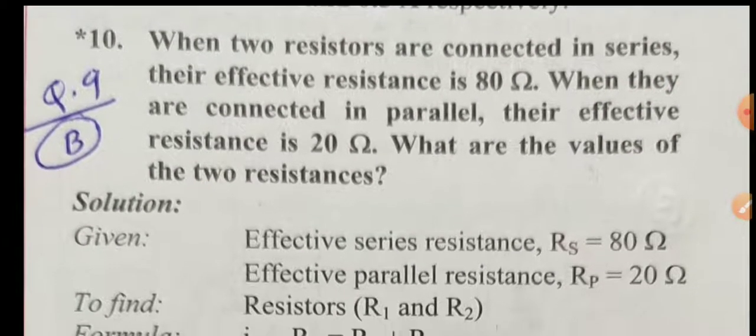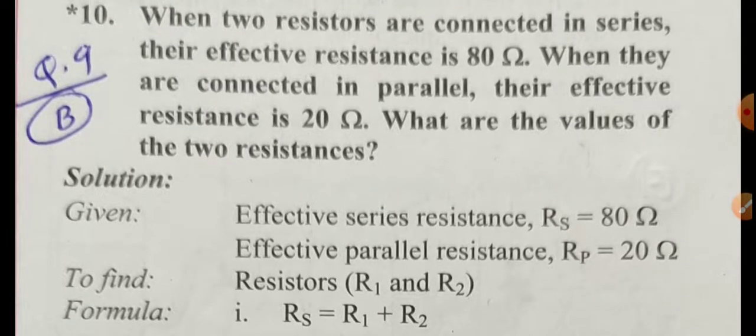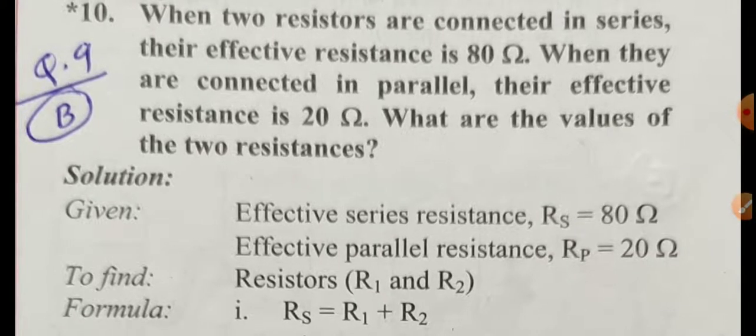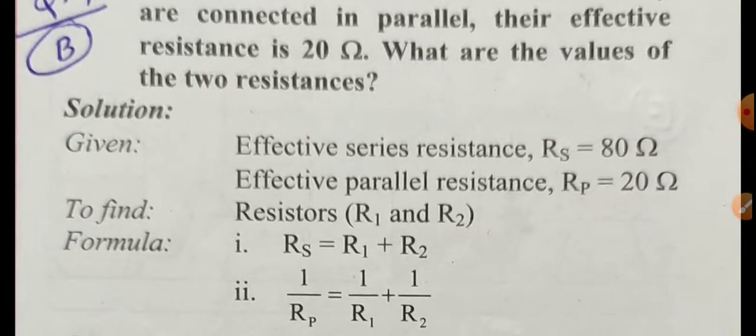Second numerical problem is given. When two resistors are connected in series, their effective resistance is 80 ohm. When they are connected in parallel, their effective resistance is 20 ohm. What are the values of the two resistances? So we find out the value of R1 and R2.